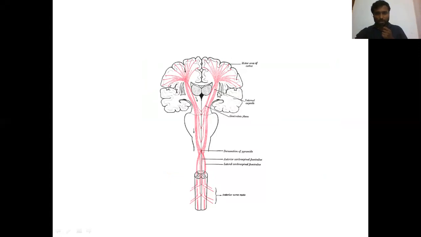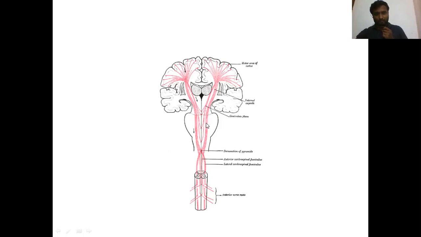So these fibers converge here in the inferomedial part. Inferomedial part means this is the medial part of the cerebrum and this is the inferior part of the cerebrum. This is the superolateral part of the cerebrum. The meeting point of this medial part and the inferior part, this area, is known as the inferomedial part.